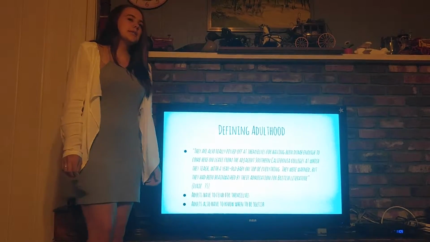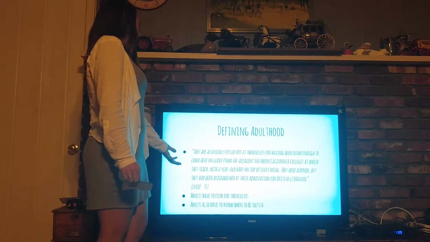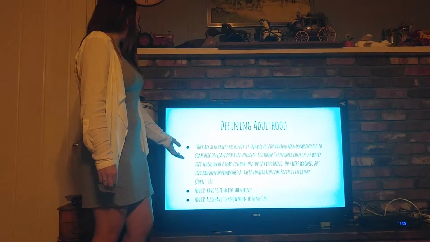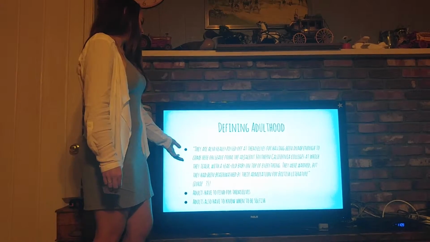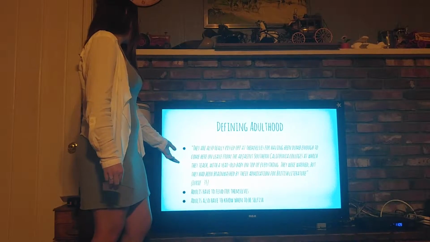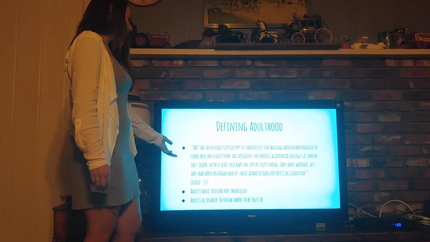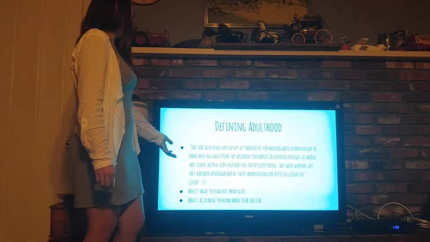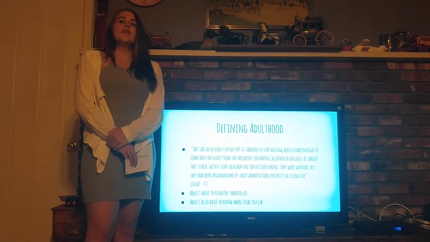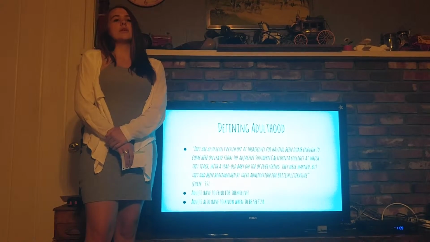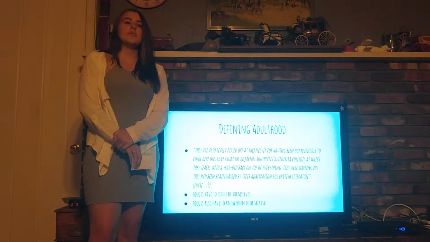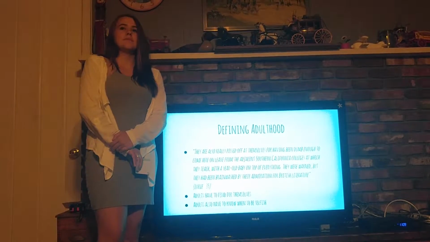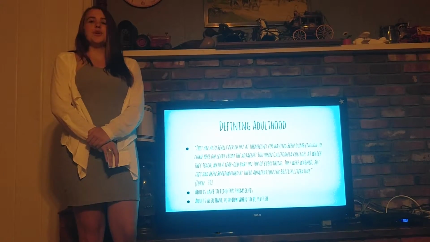Defining adulthood. The best example in the book: "They are also really pissed off at themselves for having been dumb enough to come here on leave from the adjacent Southern California colleges at which they teach, with a year-old baby on top of everything. They were warned, but they had been brainwashed by their admiration for British literature." This shows that as you get older, you rely more on yourself than others to make your own decisions. Also, even if you are angry, you have to take consciousness for your own actions.